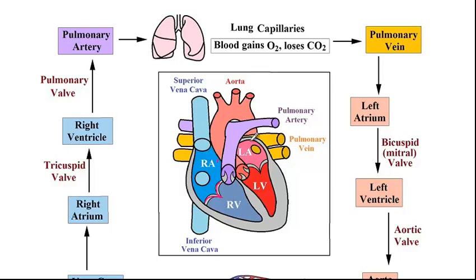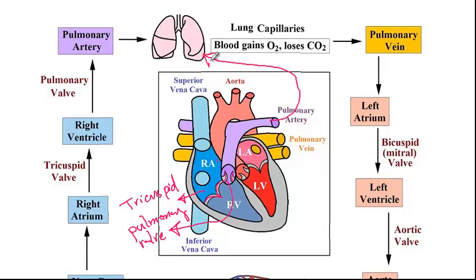It's called the tricuspid valve. So here we have a tricuspid valve that prevents backflow of blood from the right ventricle to the right atrium. And then the right ventricle pumps blood into the pulmonary artery. And here again we have a valve called the pulmonary valve. Then from here on, blood goes to the lungs.